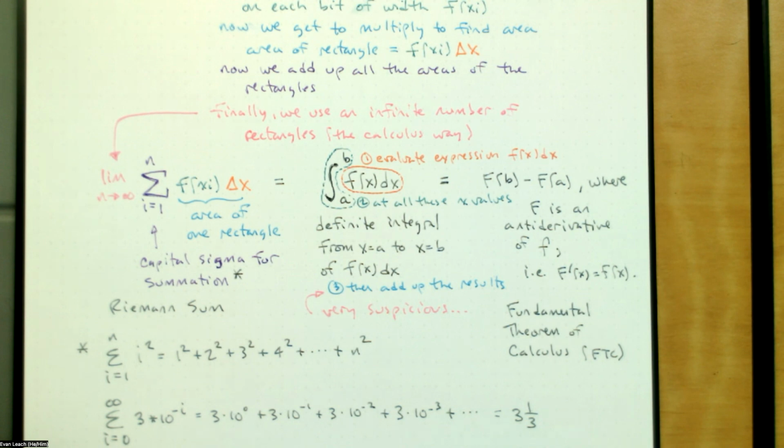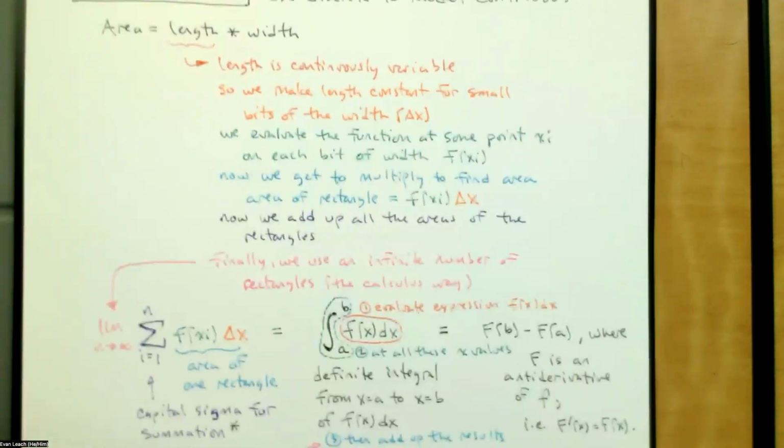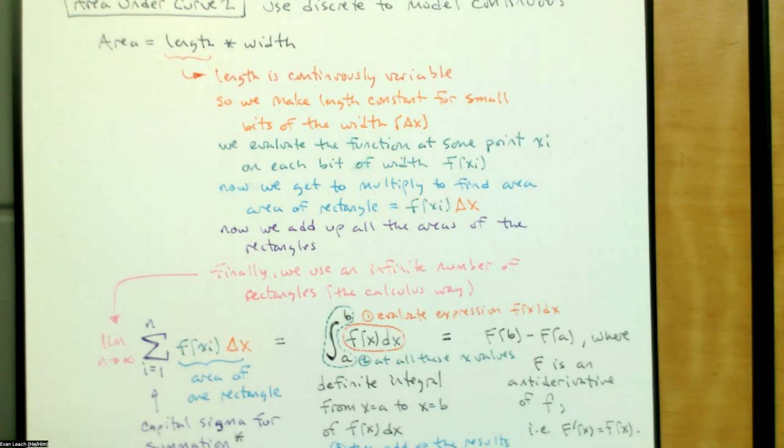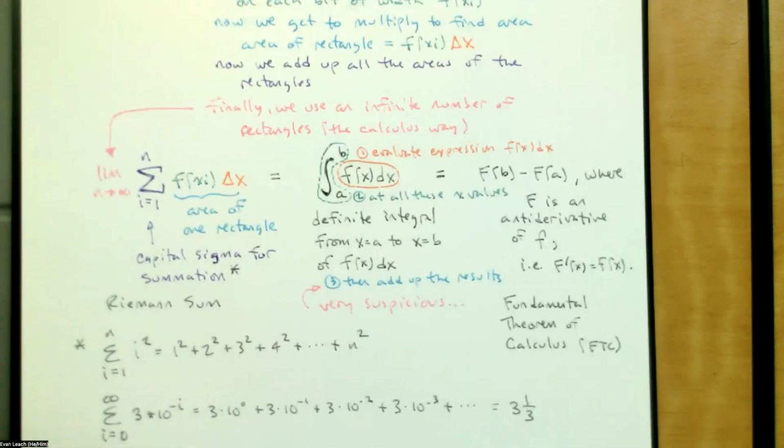So this is the Riemann sum. I like writing the Riemann sum because it helps us remember where this came from. We want to remember what we're trying to do: area under a curve and above an interval. Here's how we think of it. We make a discrete model where the function, instead of being continuously variable, is constant for little bits of the width. Then we just add all those up and then use an infinite number of rectangles. That becomes our definite integral.